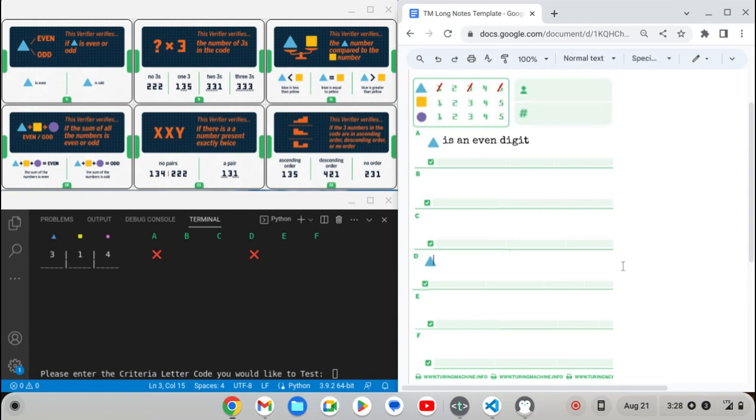And that is that triangle plus square plus circle should be an odd quantity.